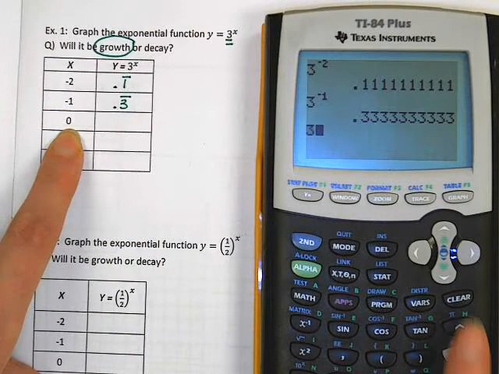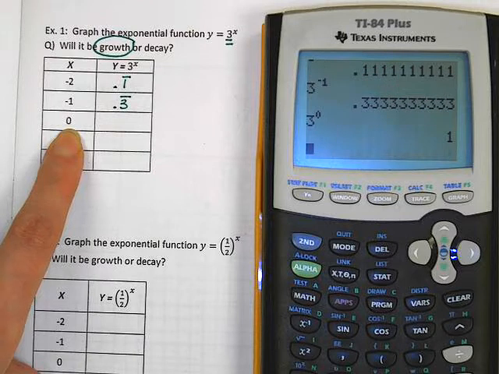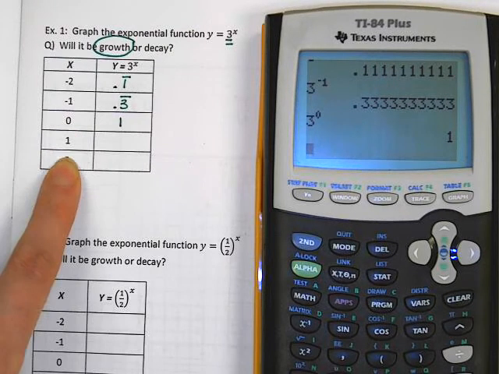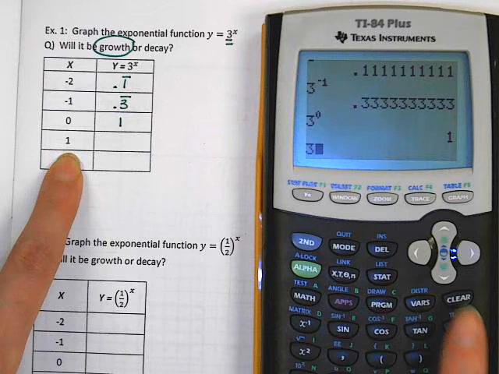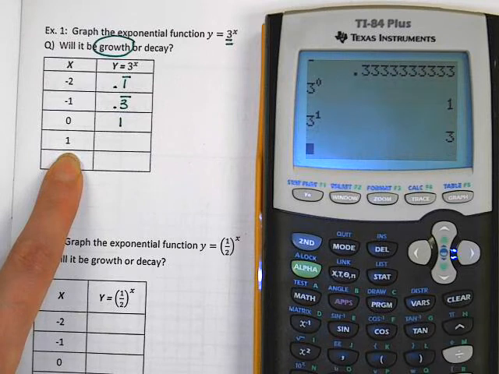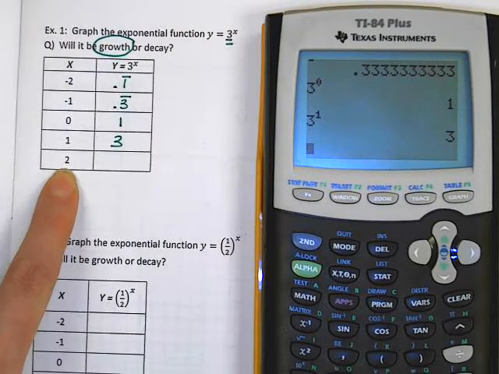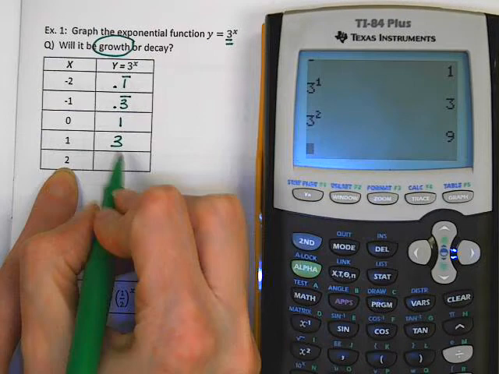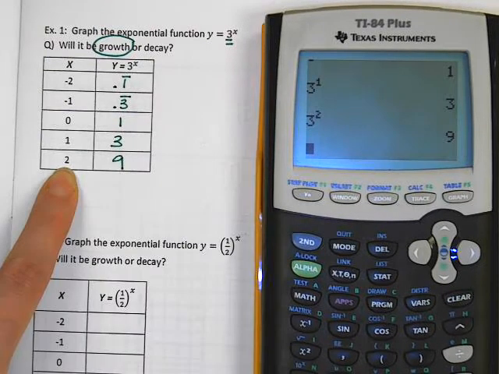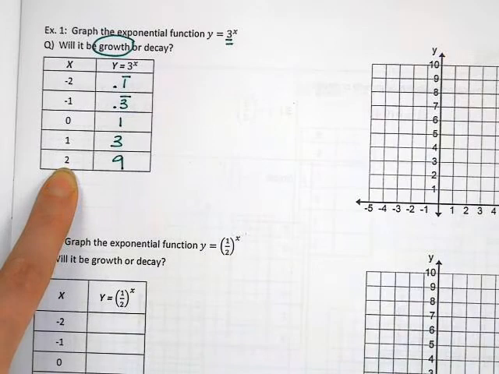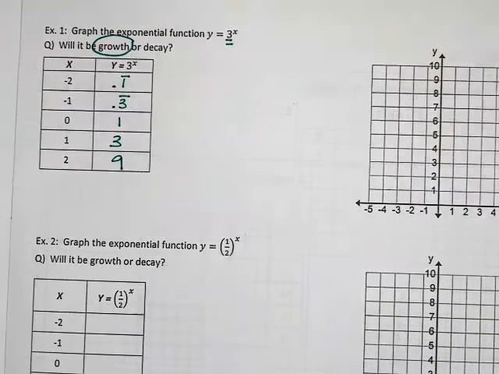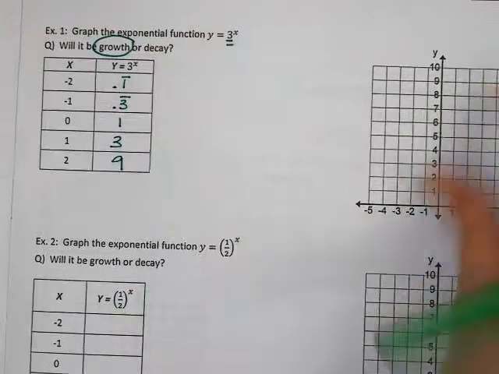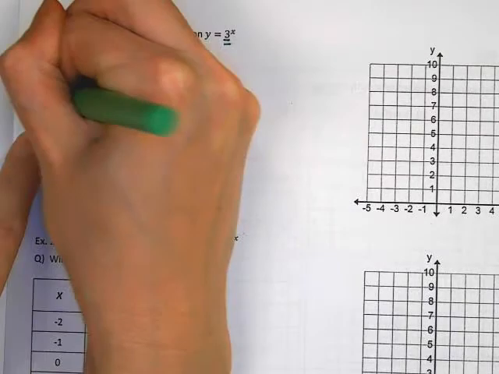What's 3 raised to the 0 power? That's 1. 3 raised to the 1 power is 3. And 3 raised to the second power is 9. Okay, so you start by making a table of values. All right, and then use that table to plot these points on the graph. So these are just ordered pairs.